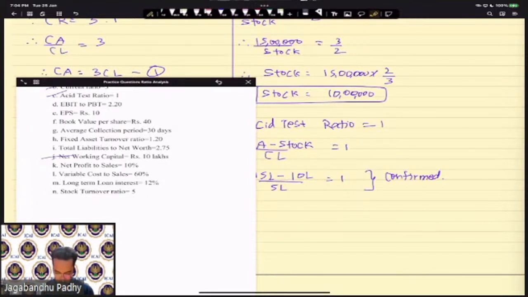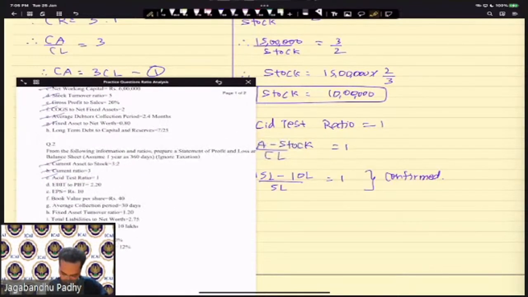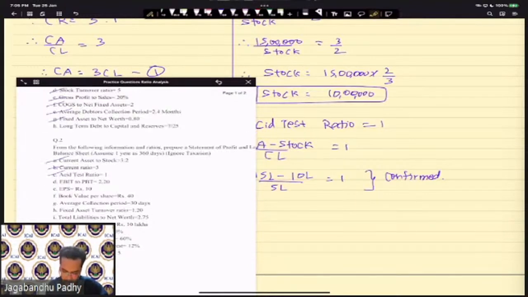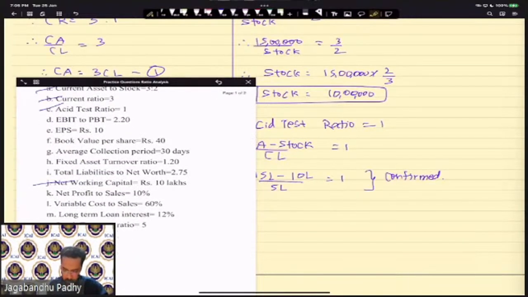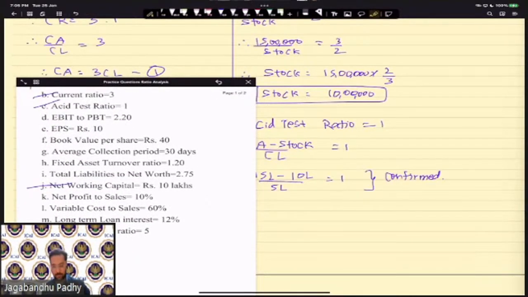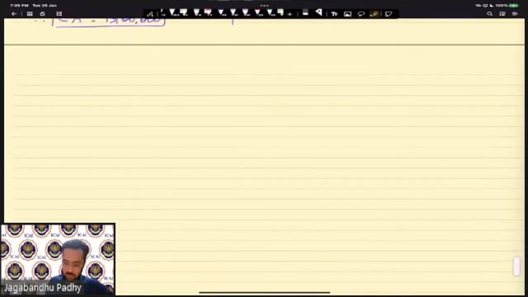Right? So we have the net profit to sales figure, the variable cost, and the long-term loan interest, which is again the interest cost. Any of these values alone are not sufficient to get the answer. So from here you can say statement of P&L and balance sheet. There's no information about the shares or anything like that. So now we'll have to prepare a draft balance sheet first, and then we will be able to proceed accordingly.